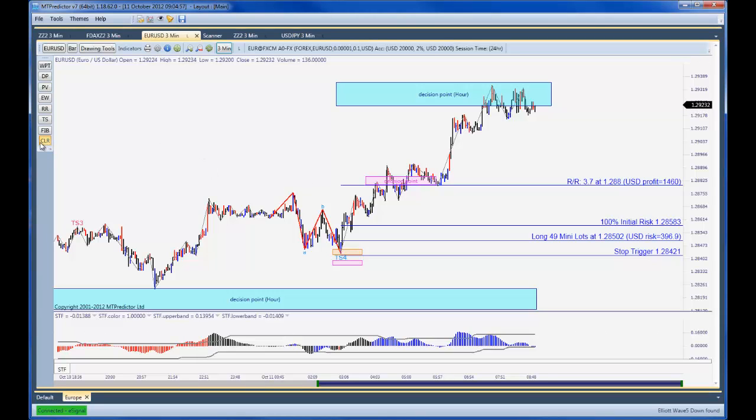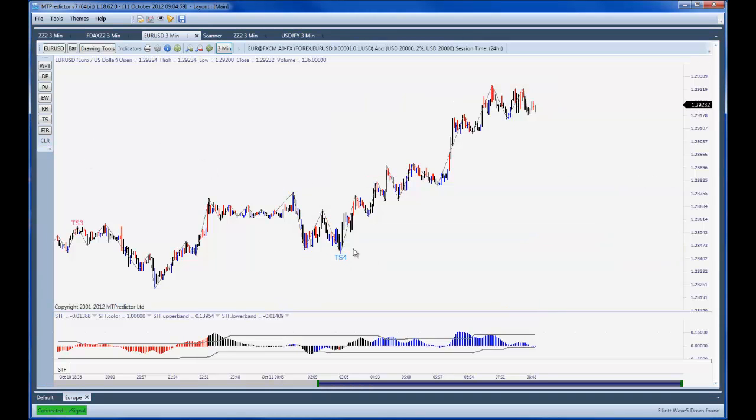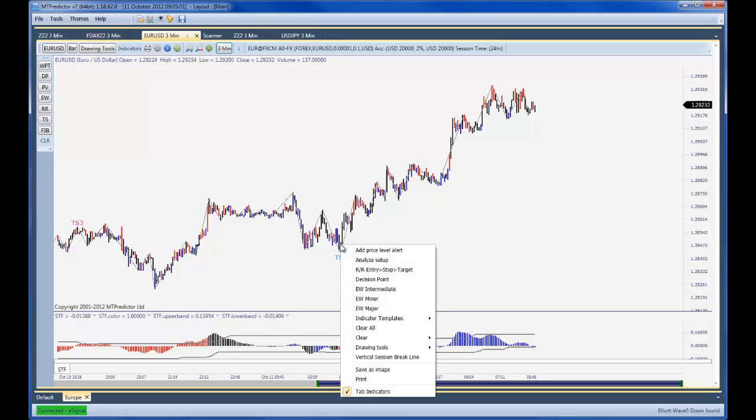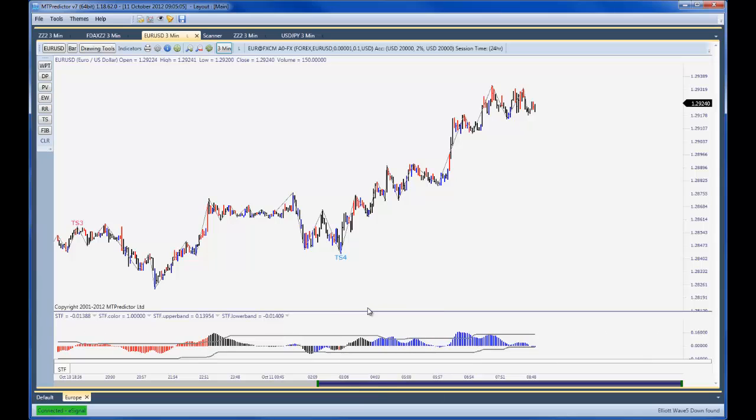Let's just have a look at that if I clear the chart off by using the major Elliott wave routine in MTPredictor. Just right mouse click on the pivot, do Elliott wave major, and can you see how the MTPredictor routine has found this for you, where it's defined that initial swing up, albeit a little bit choppy on the shorter time frame, but the initial move up there we'd consider a wave 1.